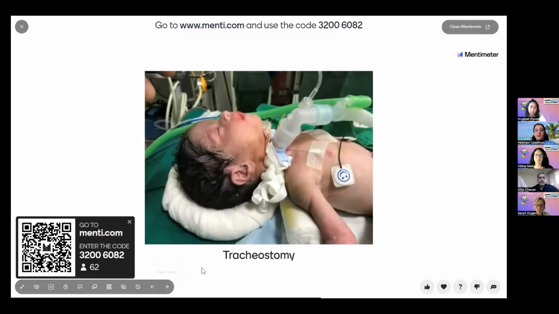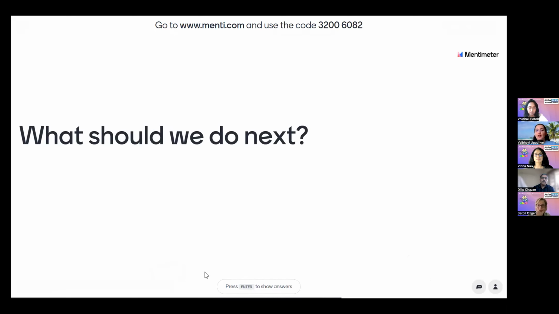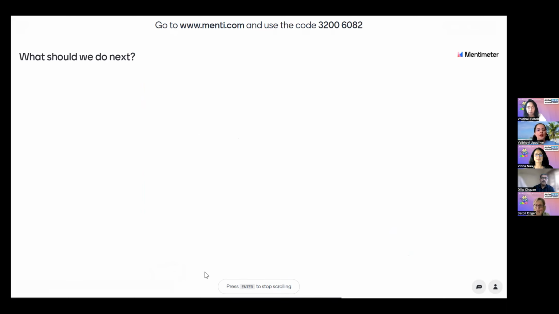So like Dr. Dilip said, after the LMA was secured, a definitive airway was planned and a surgical tracheostomy was performed to secure the airway. The child was out of the crisis, but what should be done next? I mean, why did the crisis happen? Where was the tube going? It is a question in everyone's mind. Do you have any suggestions? I'll just give 10 seconds for this to the participants. What should we do next?